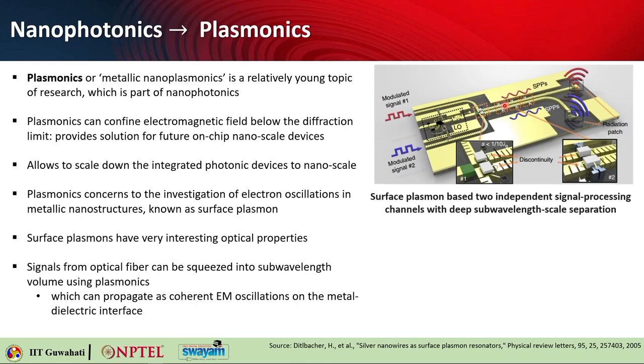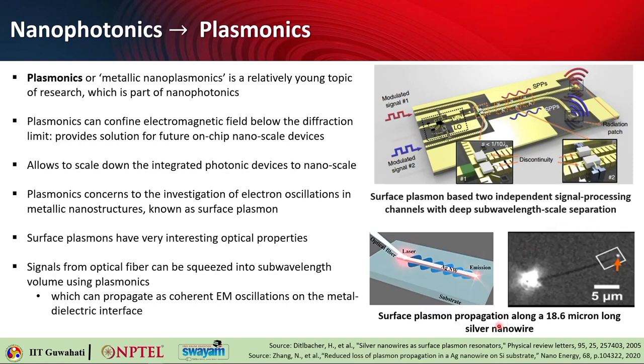So they can propagate along a metal dielectric interface. In this case, you can think of gold as a metal, so a gold air interface, it can propagate. And you can also see here that the dimension is deep sub-wavelength. The separation S is less than 1 by 10 times lambda naught. So you're basically talking about separations which are lambda naught by 10. This tiny or deep sub-wavelength scale separation is also supported by surface plasmons.